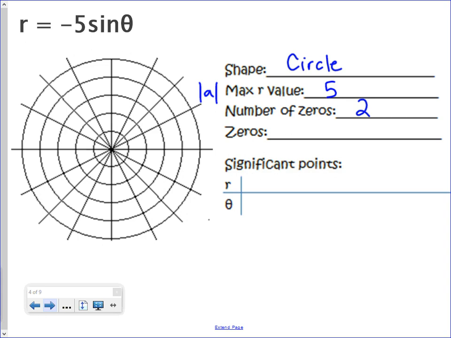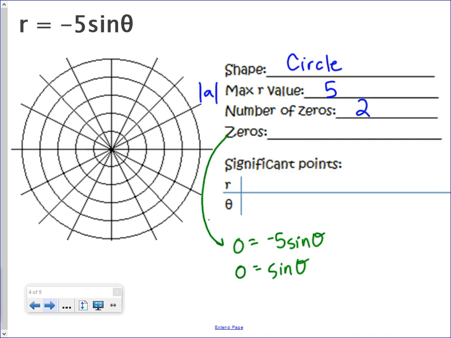Remember that to find the zeros, that means we want to know when we're at the pole. To be at the pole, your r value must be 0. So we're going to plug 0 in for r. 0 equals -5 sine theta, and solve for theta. First thing I would do is divide by -5. You're always going to divide by your a value, 0 divided by a, so it's always going to be 0. So I could even shorten my work in the future.